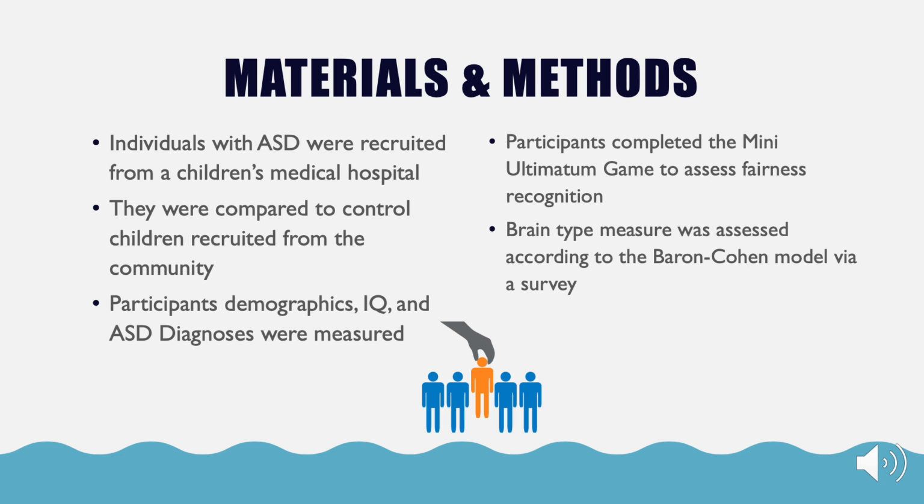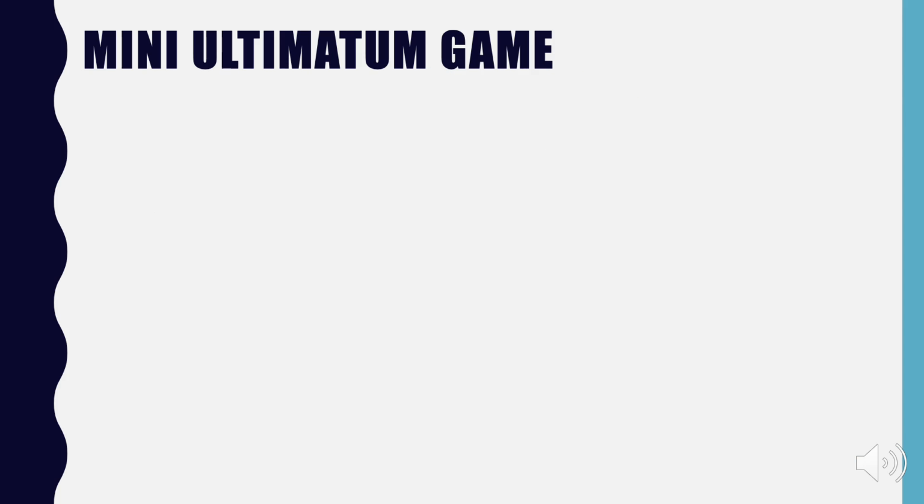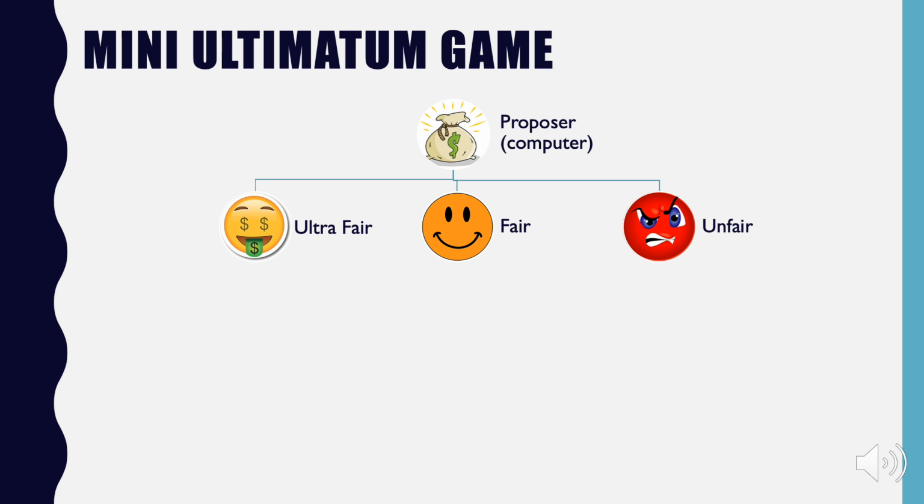So I'm going to go into a little bit more detail on both of these tasks that were completed. The first one is the mini ultimatum game, and this was used to assess fairness. Basically, this was the main task that participants completed. There was a proposer, which was the computer, and participants would go and sit at this computer, and they were presented with 9 different scenarios.